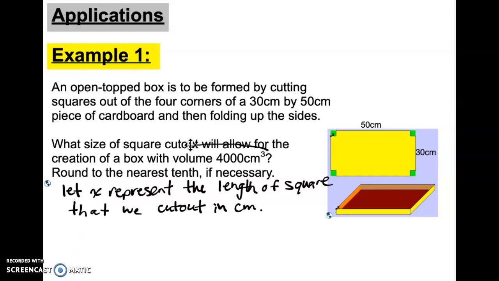Now in the question they give us the information about volume. Okay, so we know that 4,000 centimeters cubed is going to be our volume. Remember, volume for a box, rectangular prism really, is going to be length times width times height. So we need to figure out an expression in terms of x for length, for width, and for height. Okay, we need to write it all in terms of x because we only know how to solve when there's one variable, and right now we have 4 variables.